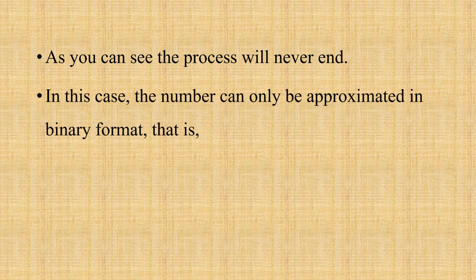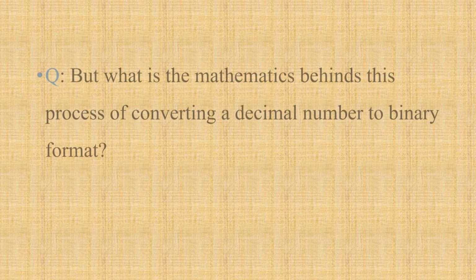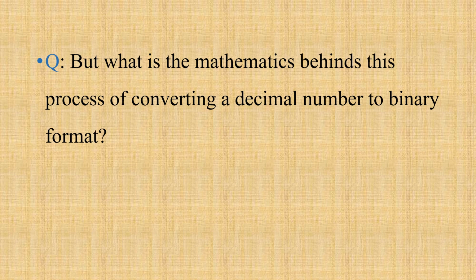In this case, the number can only be approximated in binary format, that is, 0.3 base 10 is approximately equal to A_-1 A_-2 A_-3 A_-4 A_-5 base 2 equals 0.01001 base 2. Question: but what is the mathematics behind this process of converting a decimal number to binary format?